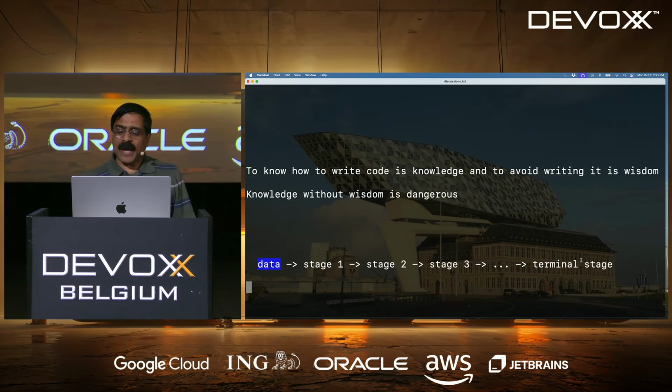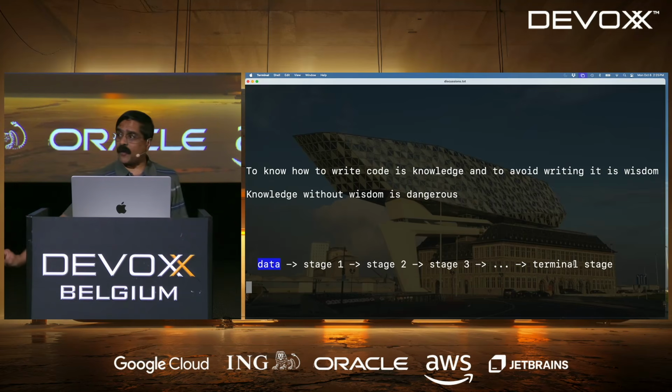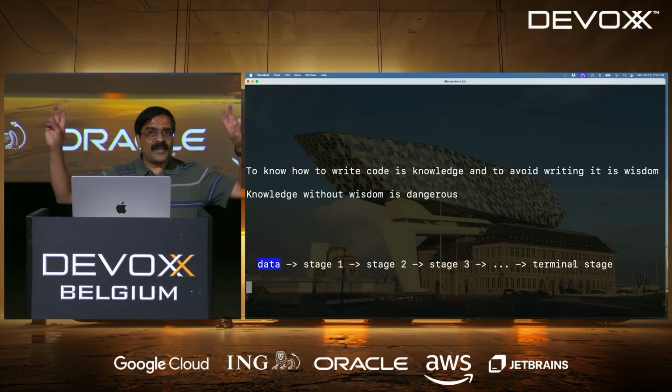So let's say we have a terminal stage. The terminal stage is a forEach. If it's a forEach, what does forEach say? forEach says, keep giving me values, and for every value you give me, I'll take an action, like printing things out, saving to a database, whatever that could be. So a forEach is going to take everything you give it. There is no limit to it.